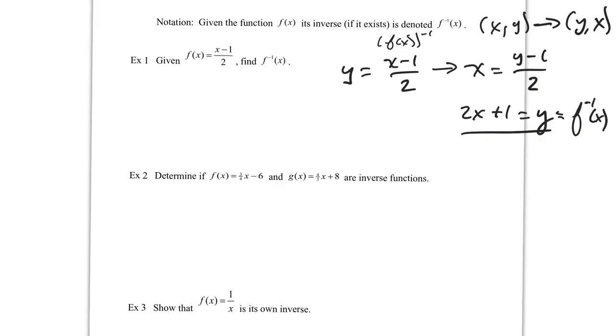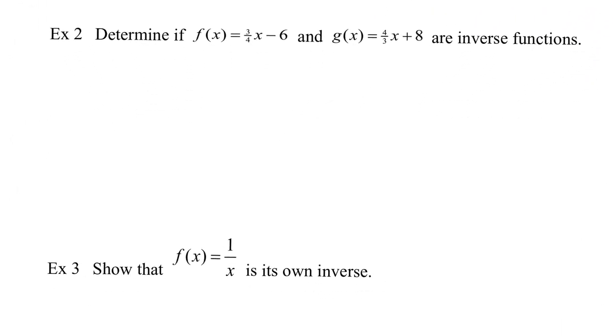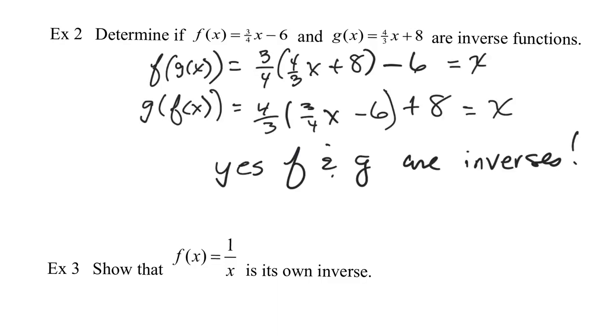And then example 2 basically says if f of x equals 3/4 x minus 6 and g of x equals 4/3 x plus 8, determine if these two are inverse functions. If somebody asks you to prove whether or not two functions are inverses of each other, take f of g of x and g of f of x and see if you get x. Go ahead and pause the video and do that, and then come back.